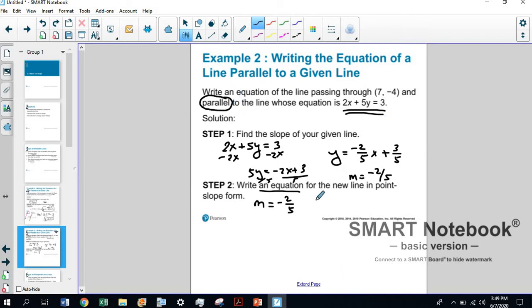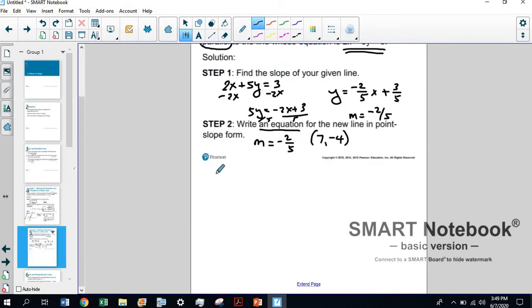to our line. And then the point we're going through is (7, -4). And so here's your m, here's your x1, y1. And so if we write this out, we get y - y1 = m(x - x1). This is perfectly legitimate as your answer in point-slope form.